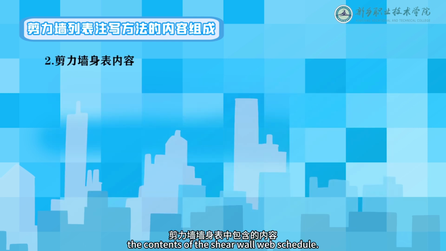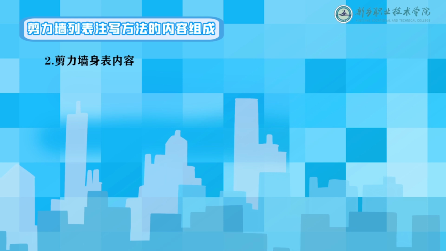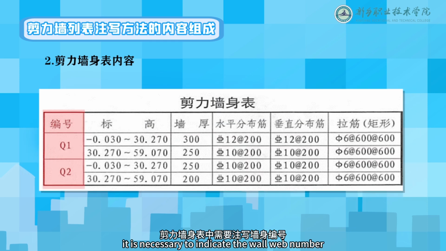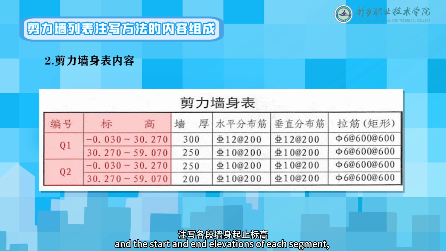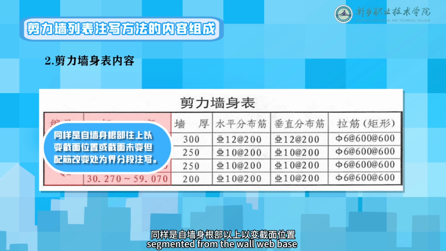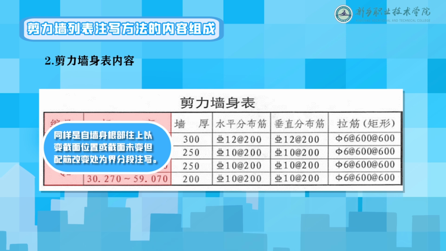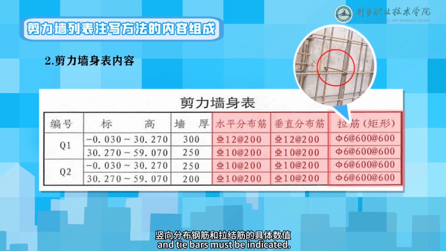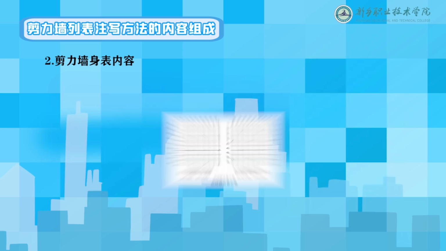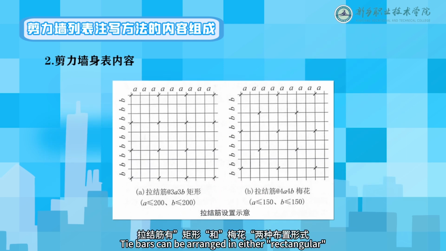Next, let's review the contents of the shear wall web schedule. In the shear wall web schedule, it is necessary to indicate the wall web number and the start and end elevations of each segment, segmented from the wall web base upwards at locations where the section changes or, if the section remains unchanged, where the reinforcement changes. In addition, the specific values of horizontal distribution bars, vertical distribution bars, and tie bars must be indicated. Tie bars can be arranged in either rectangular or staggered quincunx patterns.